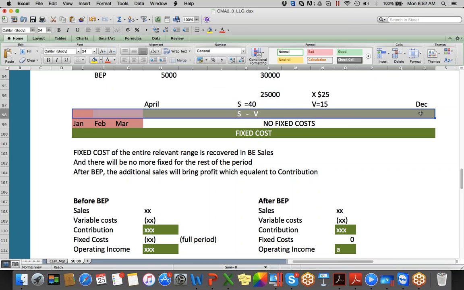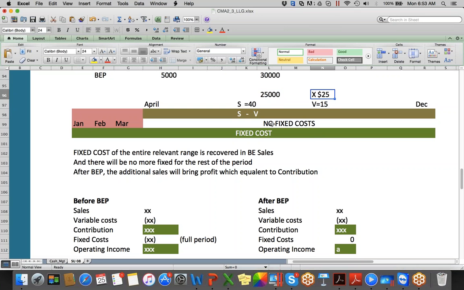Overall, 30,000 units sale from January to December, and you are selling 25,000 from April to December and 5,000 units between January and March. When you know that the break-even point is 5,000, the additional sales of 25,000 after March, each and every unit will give you profit, which is equivalent to contribution per unit, that is sales minus variable cost. Every unit will give you profit of $25.